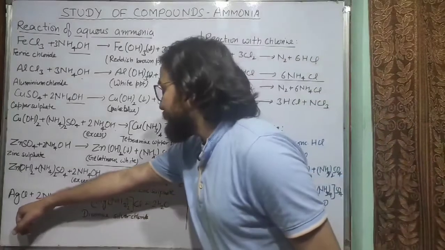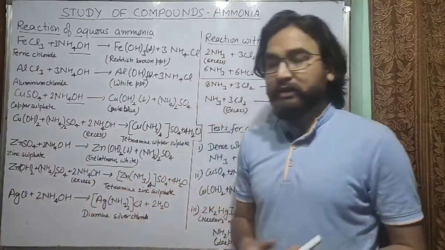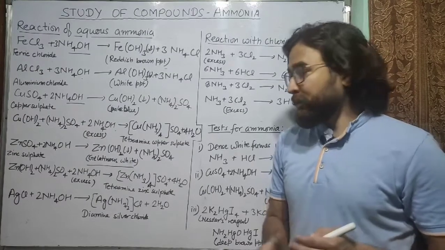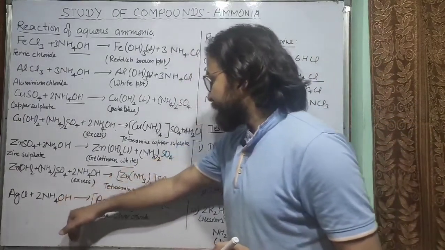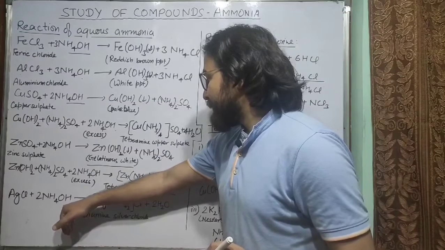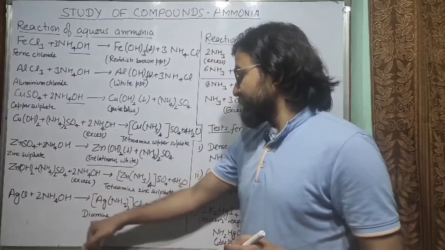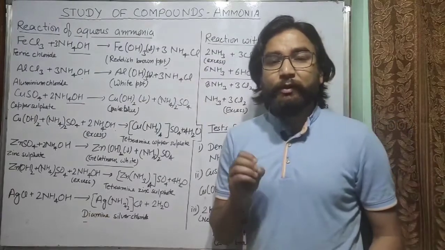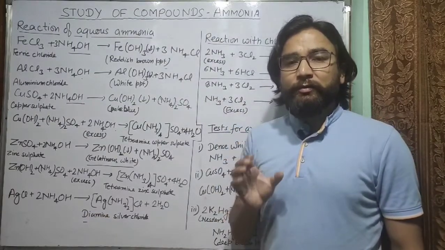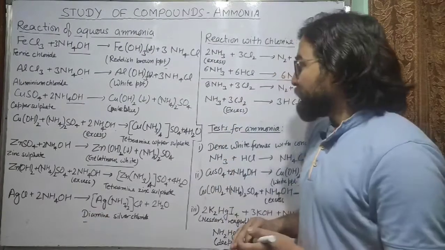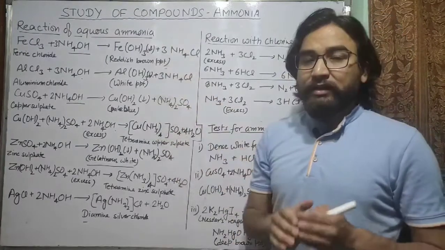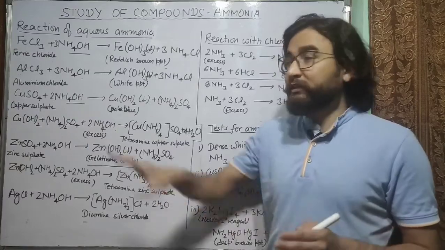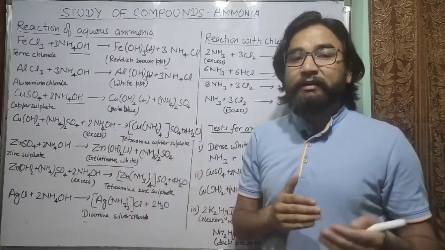The next is AgCl plus NH4OH, that is silver chloride. Silver chloride has a white color, but on reaction with NH4OH, it will form diamine silver chloride, and this diamine silver chloride is a soluble substance, soluble in water. These reactions are also there in analytical chemistry, and we have already discussed them in analytical chemistry.